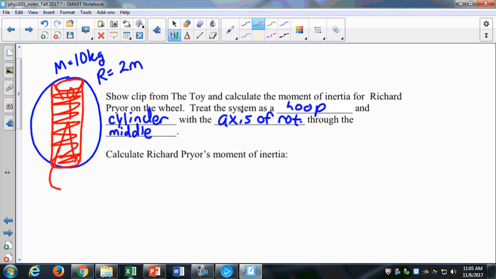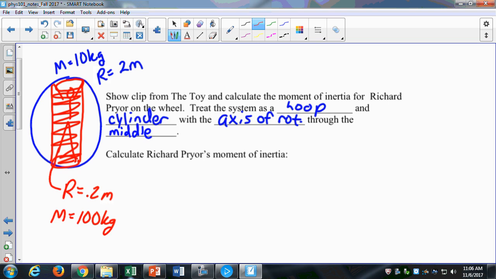And we'll say that that cylinder has a radius equal to, well, this distance, which is, I don't know, 20 or 30 centimeters. Let's just call it 20 centimeters. That's 0.2 meters. And then it has a mass, just to make the numbers easy, we'll say 100 kilograms. It's a pretty big guy, 100 kilograms. So he's probably not Richard Pryor.